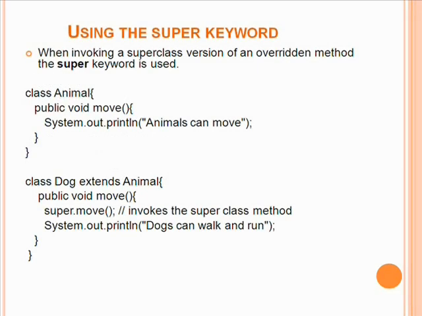Now let's see where the super keyword is used. When invoking a superclass version of an overridden method, the super keyword is used. In the following code, the dog class needs to invoke the animal class's move method. Since dog is an animal, we can use the super keyword to invoke it.